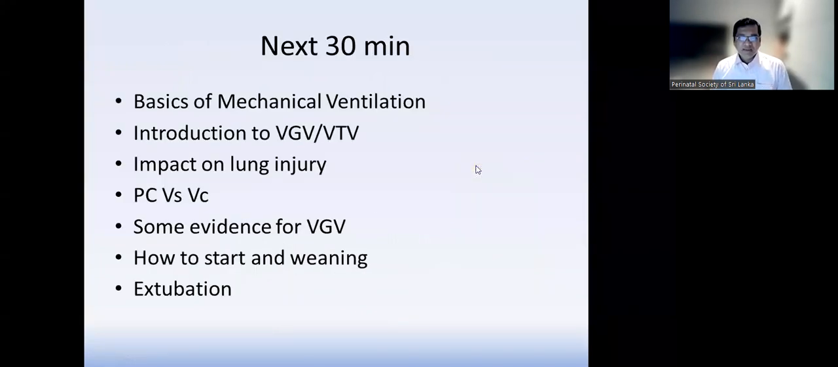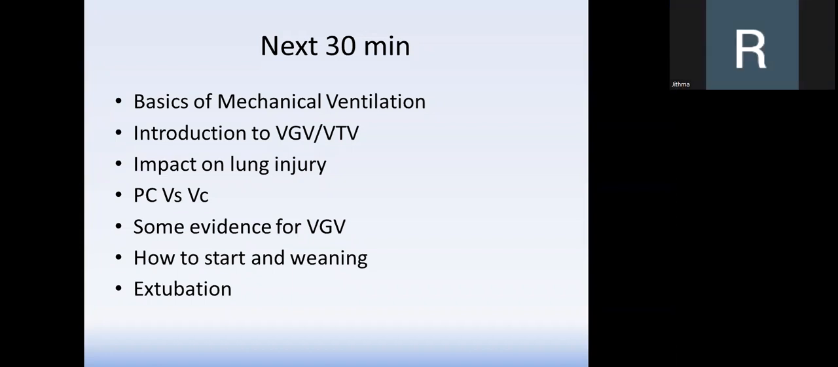So in the next 30 minutes, I will be touching on the basics of mechanical ventilation and an introduction to volume guarantee ventilation or volume target ventilation, its impact on lung injury, pressure control ventilation versus volume control ventilation, some evidence for volume guarantee ventilation, and how to start and how to do the weaning and extubation.